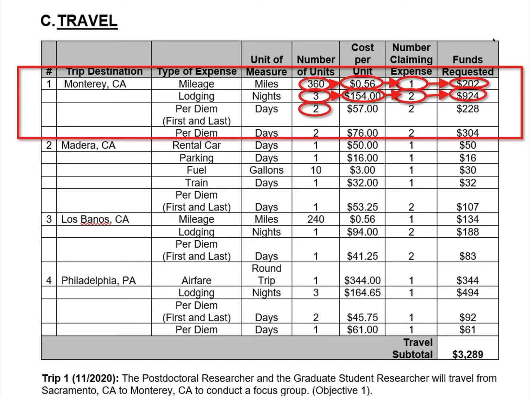For these lines in the table, the unit of measure is days, and the number of days requested is 2. The cost per unit for meals is $57 per day, in accordance with the GSA rate for Monterey for the first and last day of travel, and meals are requested for both of the people traveling, which totals to $228.